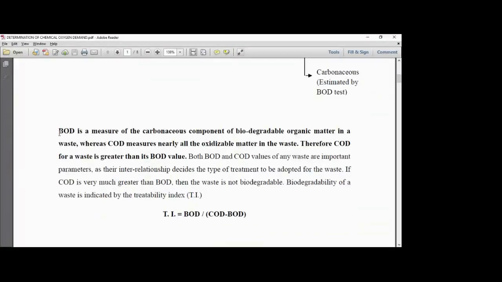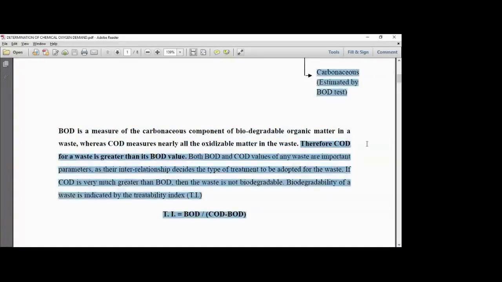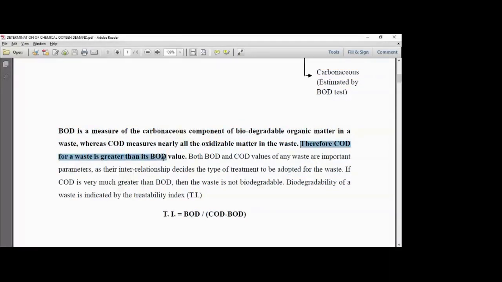Now here you can see BOD is the measure of the carbonaceous compound of biodegradable organic matter in a waste, whereas COD measures nearly all the oxidizable matter in the waste. Therefore, you have given me the answer: COD for a waste is greater than the BOD value. This answer was given by you and it is the right answer, right? So both BOD and COD values of any waste are important parameters, as there is an interrelationship between them, and that interrelationship will be used for deciding which type of treatment is to be adopted for the waste, right?